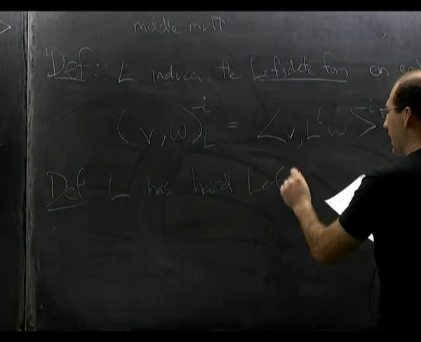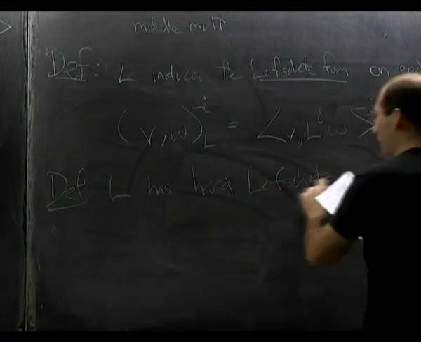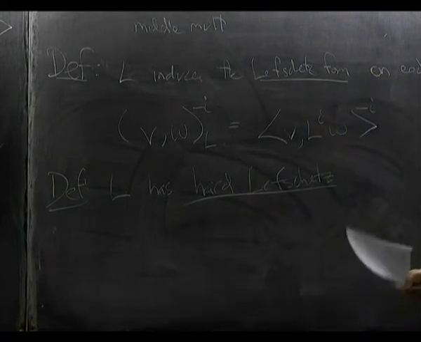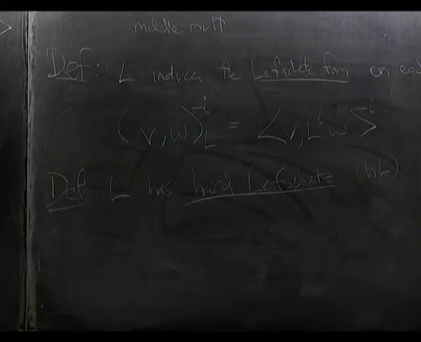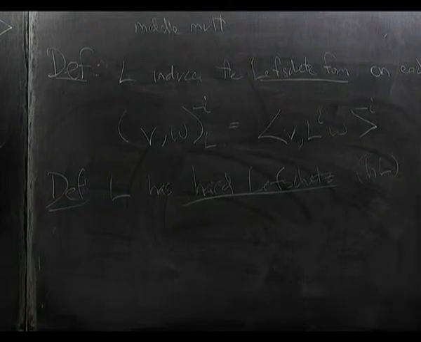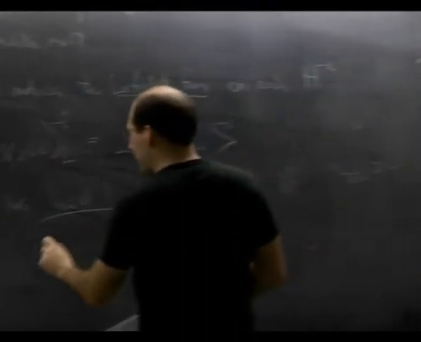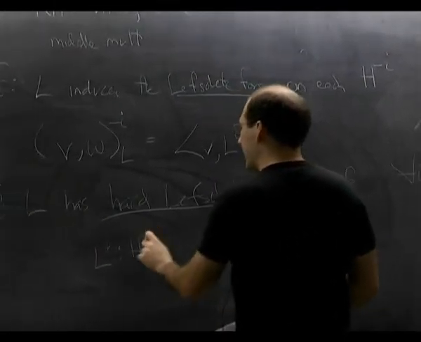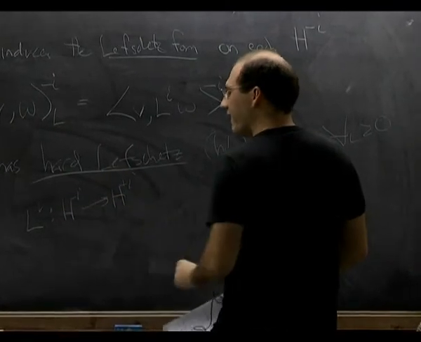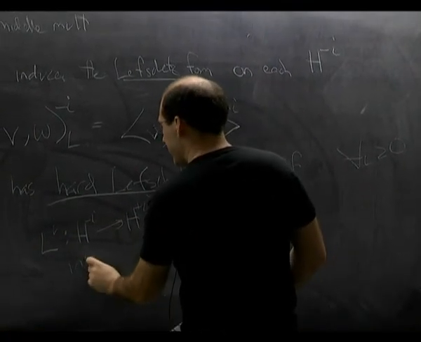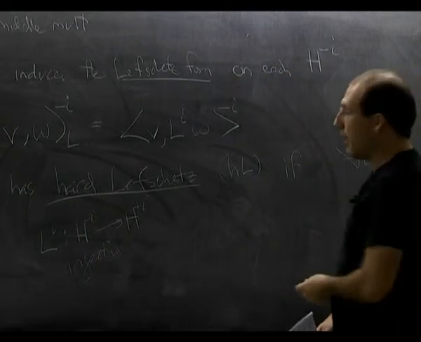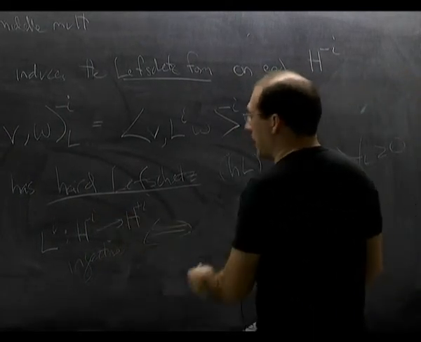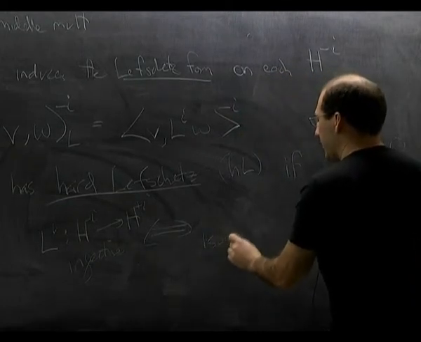Okay. So we say that L has hard Lefschetz. It satisfies this theorem, which is described as the hard Lefschetz theorem because it's hard. So we say it has the hard Lefschetz property, HL, if for all I bigger than or equal to 0, L to the I is a map from h minus I to h plus I, and this is injective. But since these spaces have the same dimension, that's the same thing as saying it's an isomorphism.